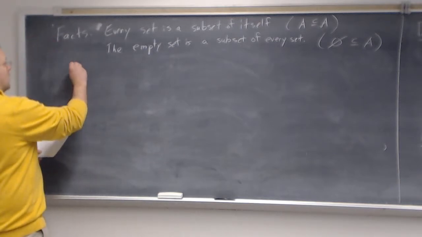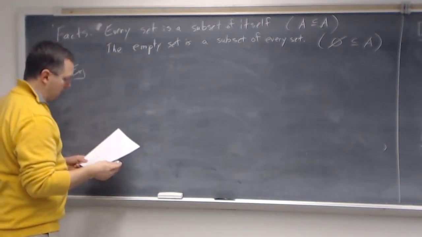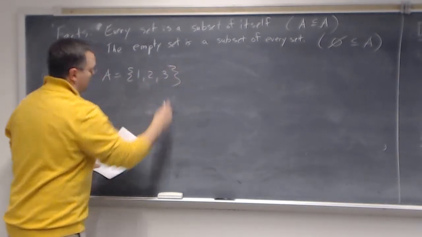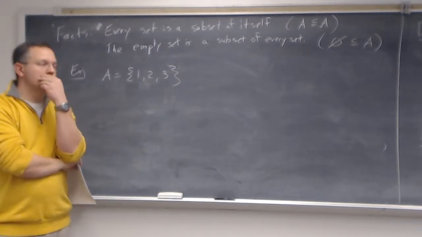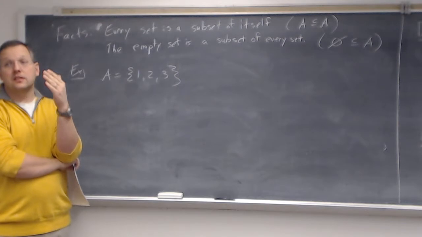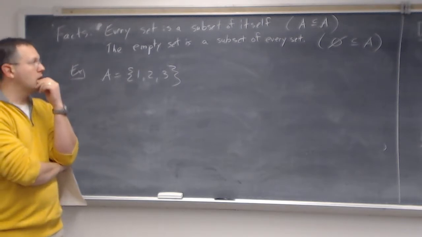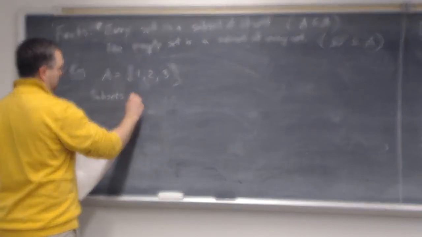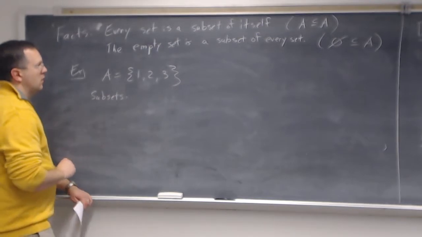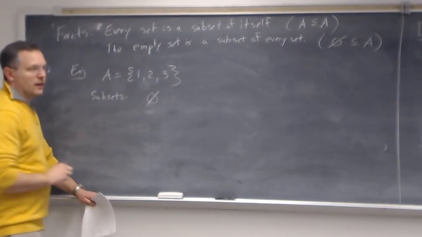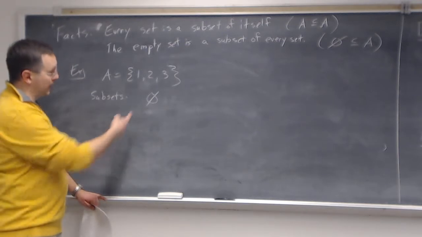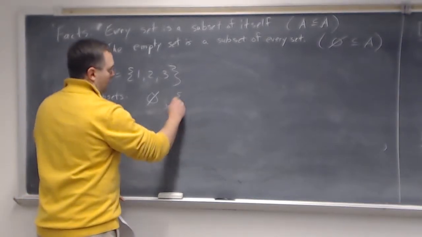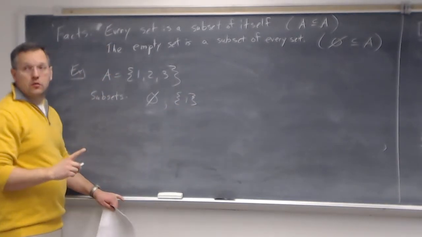Let's do a concrete example here, using abstract symbols. It seems more concrete, right? If I have a set {1, 2, 3}, let's list the subsets of A. Well, we start out with the empty set. We know the empty set is the set with no elements, but that's a subset of this. And let's list all the subsets that have only one element. The set containing just the number 1 would be a subset.